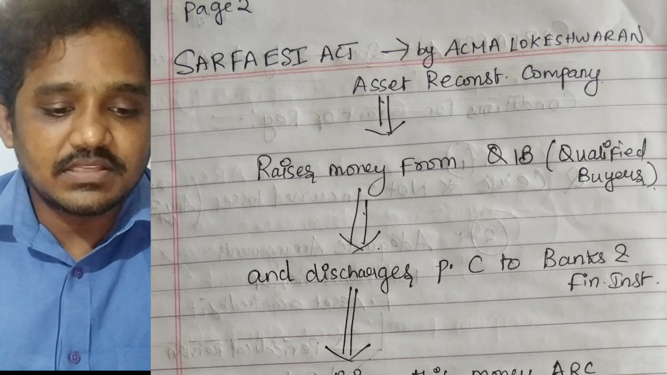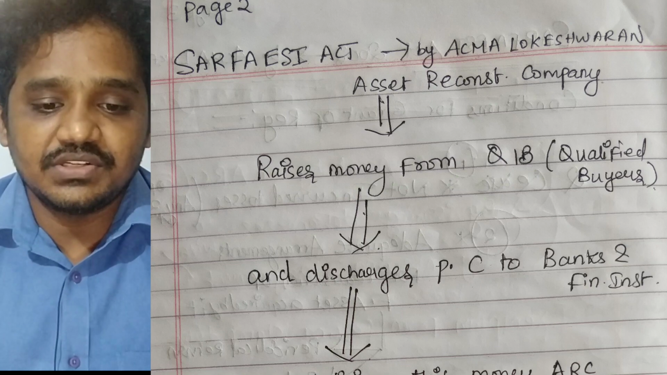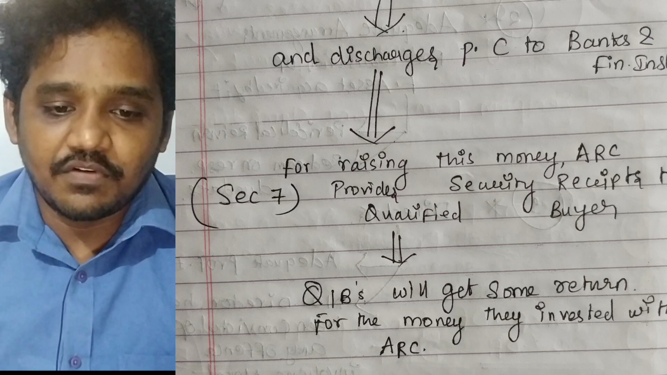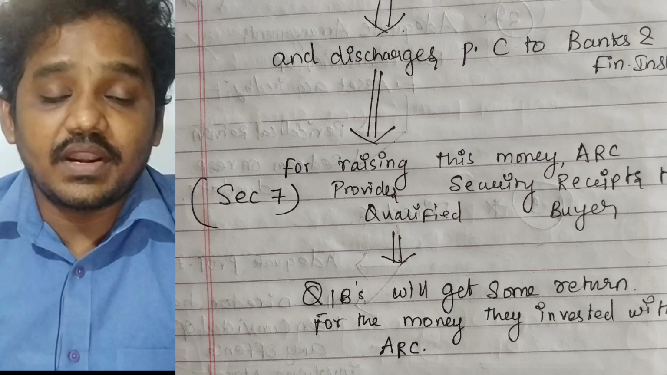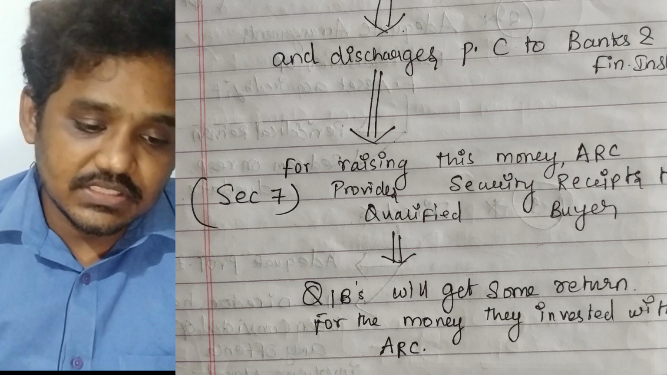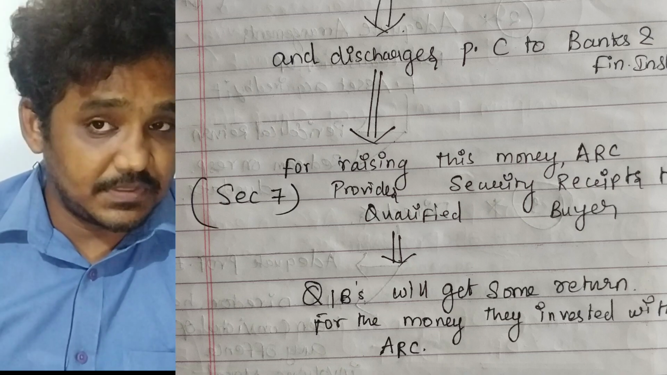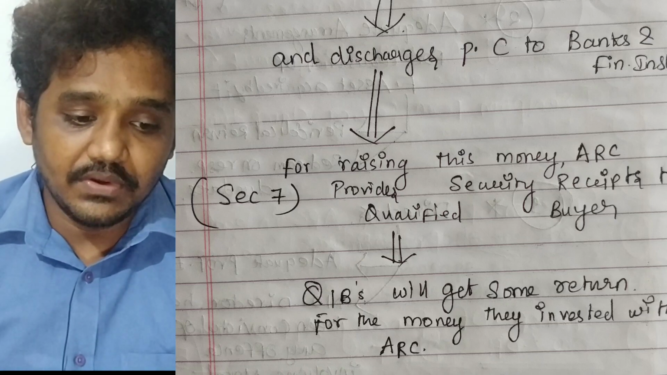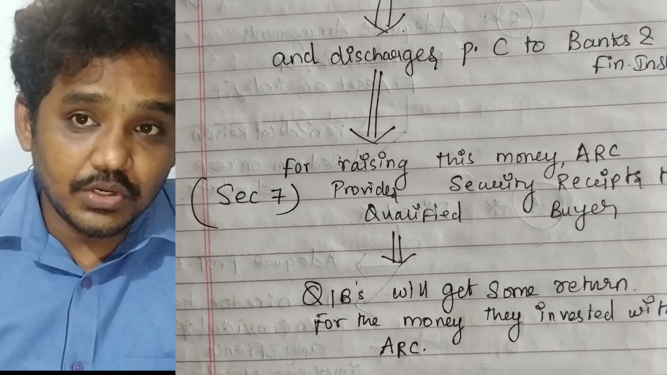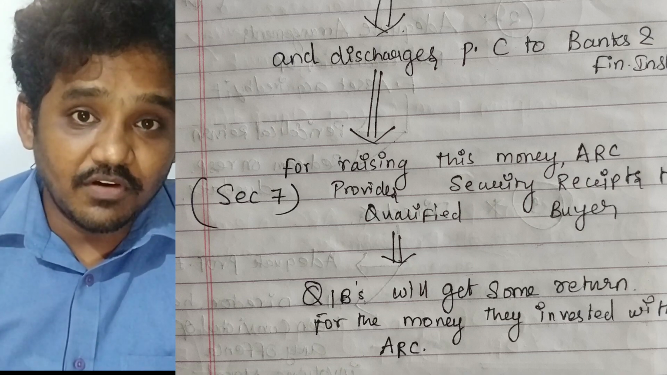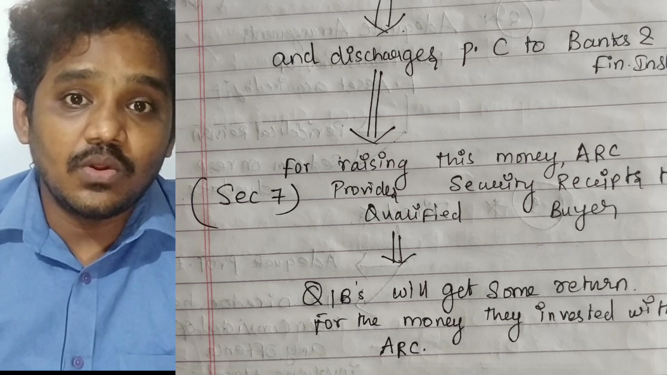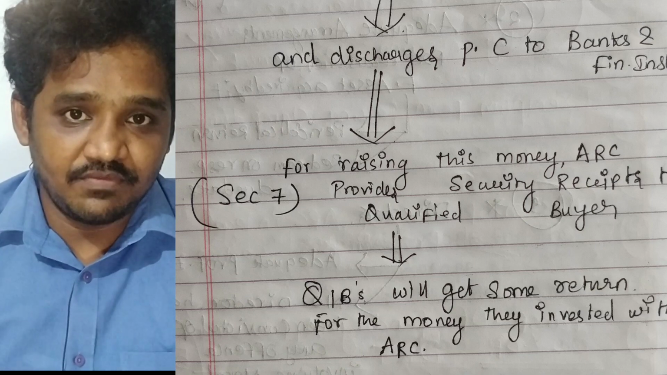Now the asset reconstruction company discharges the purchase consideration to the banks and financial institutions. They raise this money from qualified buyers, and for raising this money, the asset reconstruction company provides security receipts to qualified buyers. This is as per Section 7. They will give these security receipts, and the qualified institutional buyers will get some return in addition to whatever they have invested, and only for that purpose are they investing in the asset reconstruction company. They will get a good amount of return for the amount they have invested.